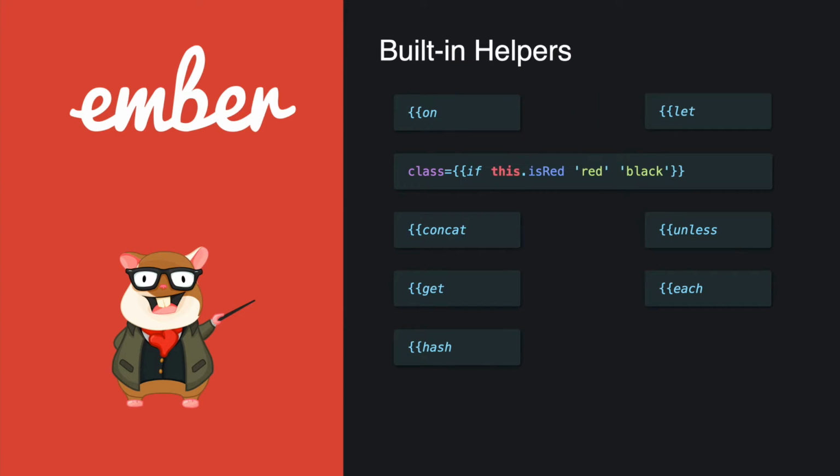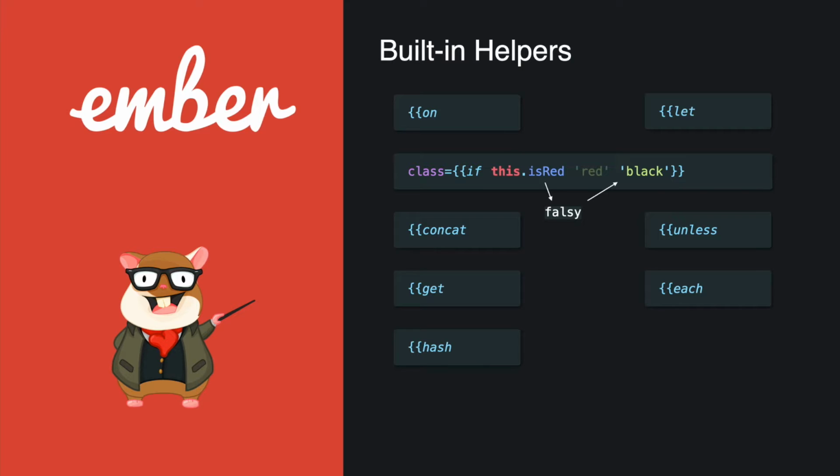Next, the if helper, the most frequently used helper in Ember. This if is exactly the same as any other if you have seen before. If the condition is truthy, you will return the first value, which is red in here. If it's falsy, it will return the second value here, which is black. So your class name will be black.